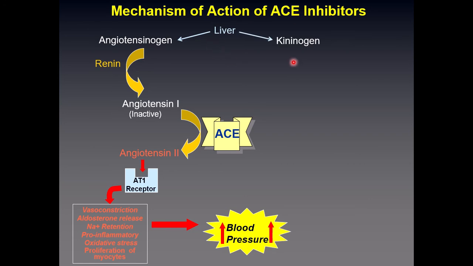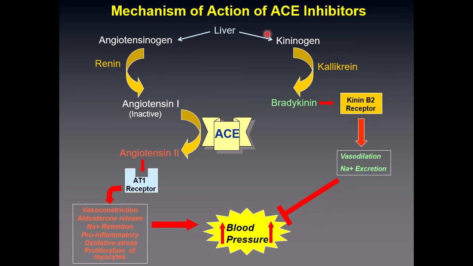Another system that we already discussed, the parallel system, which is opposing this increase in blood pressure, is the kininogen. Kininogen is another protein which is released by the liver, which is converted to bradykinin by the kallikrein enzyme. This bradykinin then acts on the kinin B2 receptors and causes vasodilation. As we discussed earlier, bradykinin is a potent vasodilator.